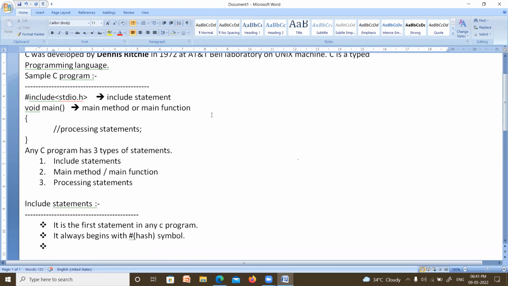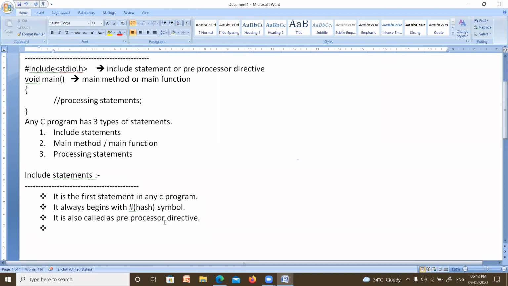It is also called preprocessor statements or preprocessor directive statements. What is the meaning of preprocessor? What is the meaning of directive? Why is it called a preprocessor directive? We have to remember that one.